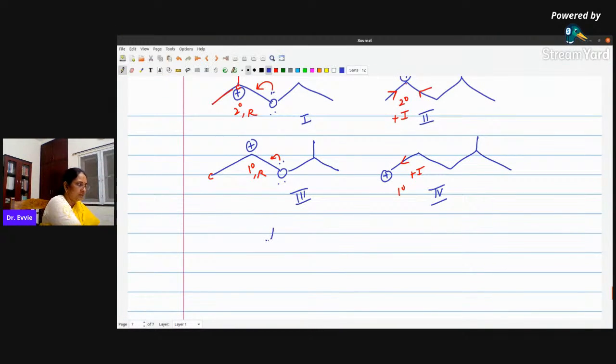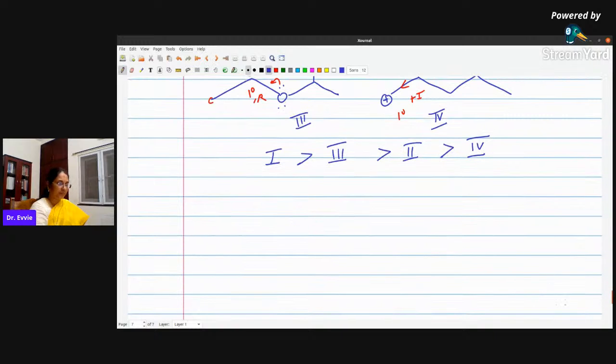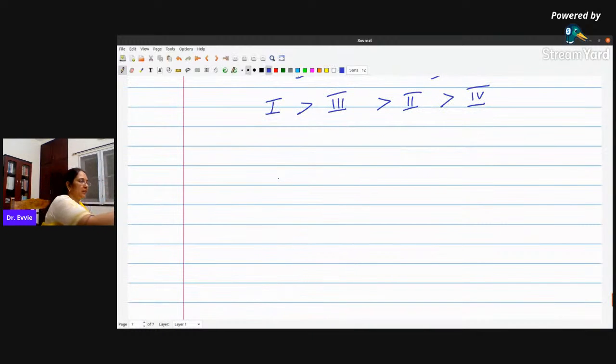Okay, so one will be more stable because of secondary resonance, then it will be primary resonance. Then it will be two inductive effects, or one inductive and two inductive effects, in the second one, then this fourth. That's all. Now, one more question. I'm making you do this because in the next chapter you will be studying stability. You will have to write the product with respect to the carbocation.